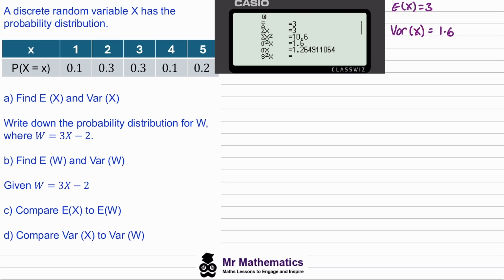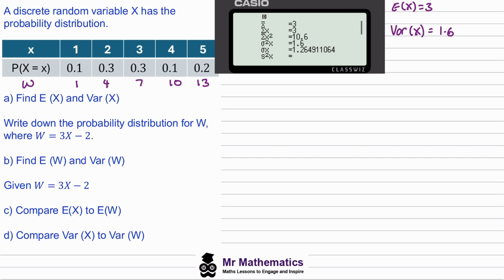For part B, we've been asked to write down a probability distribution for W, where W is 3x minus 2. So if I add this to our table, all we need to do is multiply each of these values of x by 3, and then take away the 2. So our observed values for W are 1, 4, 7, 10, and 13.